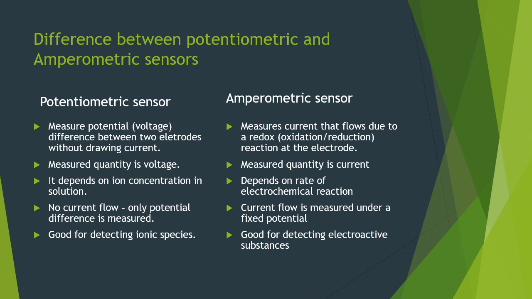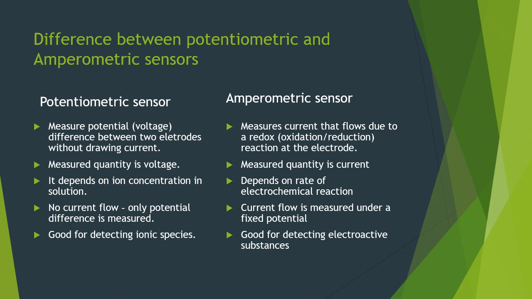In potentiometric sensors, the response depends on ion concentration in the solution. In amperometric sensors, it depends on the rate of chemical reaction. In a potentiometric sensor, no current flows, only potential difference is measured. In an amperometric sensor, current flow is measured under a fixed potential.